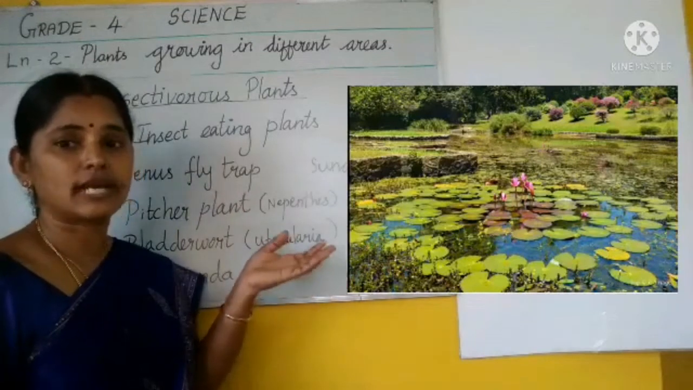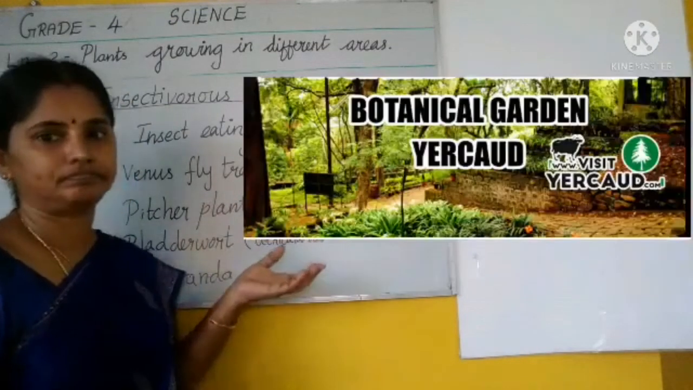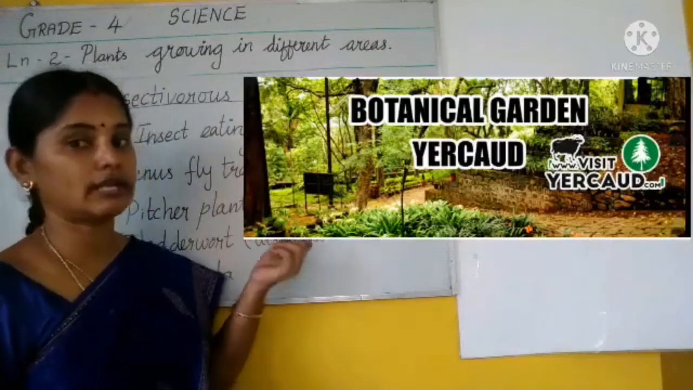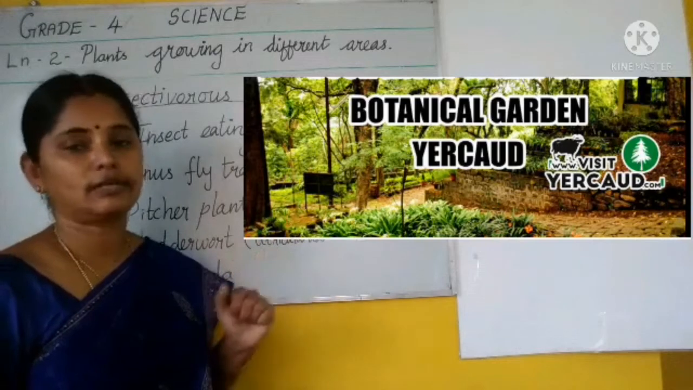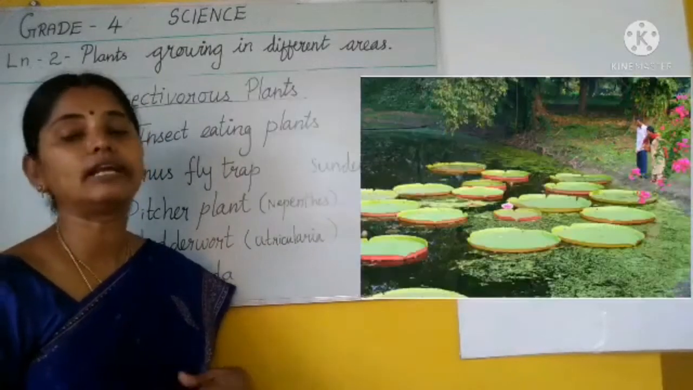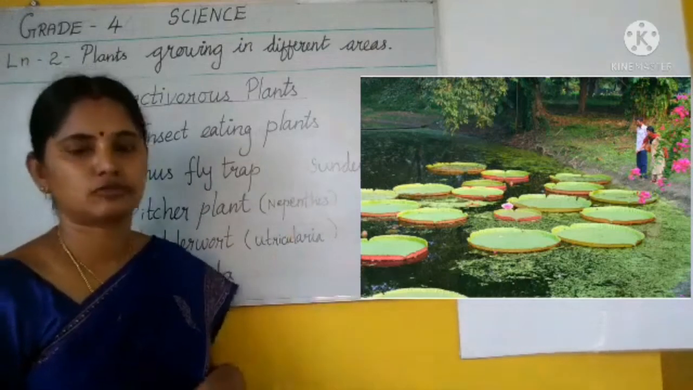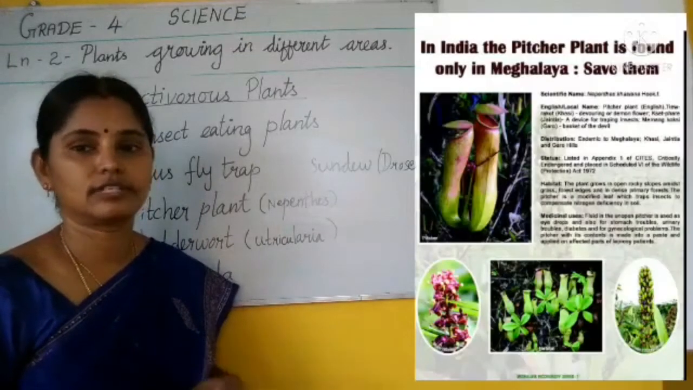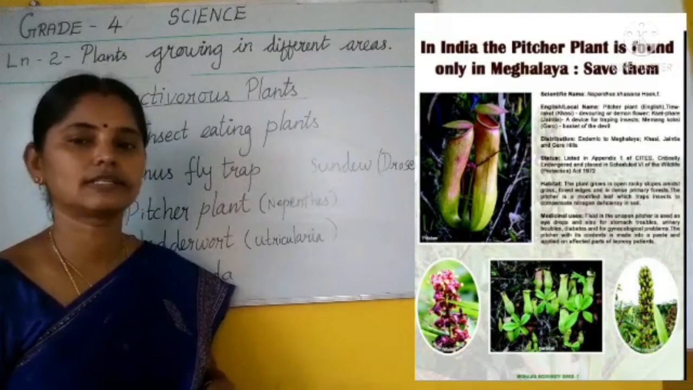In water plants also, we studied many aquatic plants, no? If you go to a botanical garden, in Yercaud or Ooty, botanical gardens are there. In hill stations we can see such botanical gardens. You ask them whether any aquatic plants or insectivorous plants are available. They will show you different varieties of plants and where they are situated. But here in India, insectivorous plants can be seen only in the state of Meghalaya, not in these botanical gardens. But we can see different varieties of aquatic plants. Clear, children?